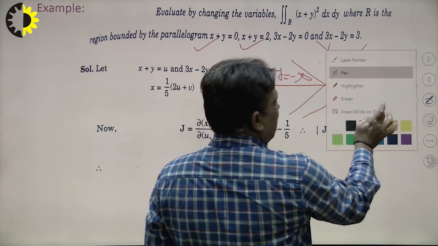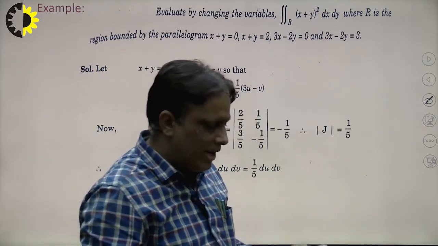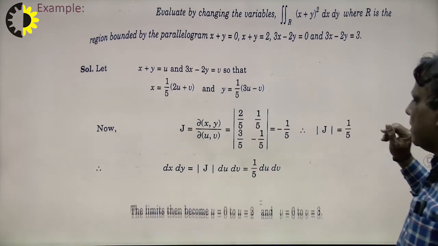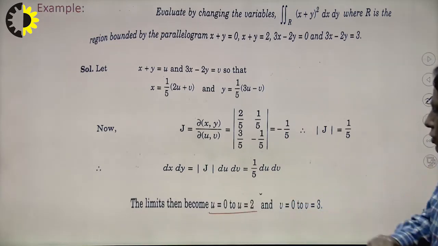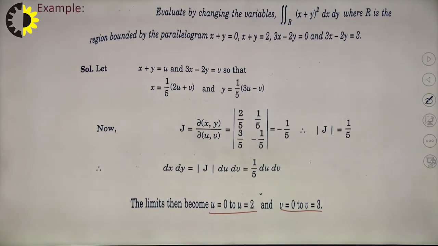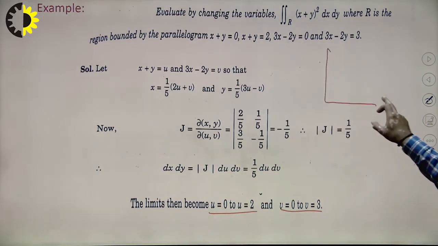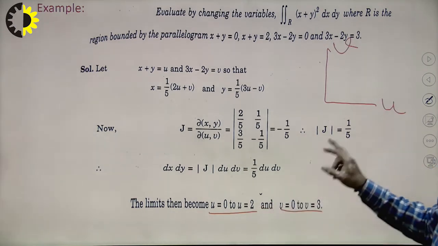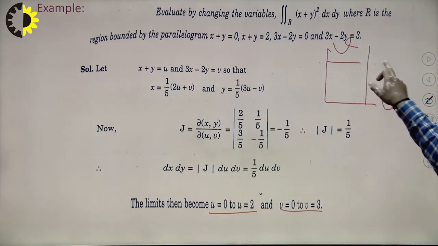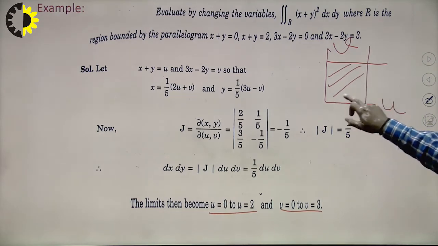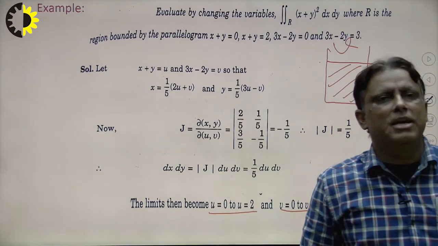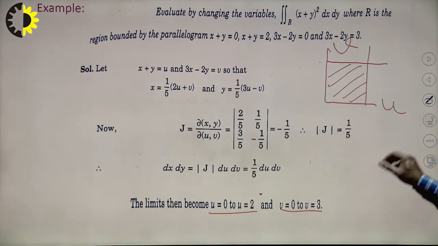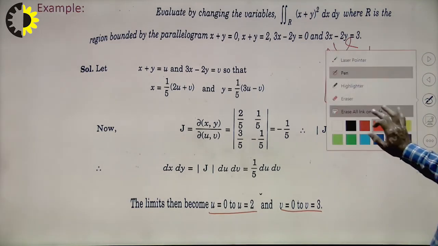Now the question is how to convert it into the uv plane. That is the most important criterion here. So what will be the diagram here? We see that u is from 0 to 2 and v is from 0 to 3. Suppose I want to draw in the uv plane, so this is the u axis and this is the v axis. u is equal to 2 and v is equal to 3, so the diagram will be this. That means after the transformation, the diagram is rotated, with magnitude and direction the same here. So in this way we can find our limits with the help of the diagram.